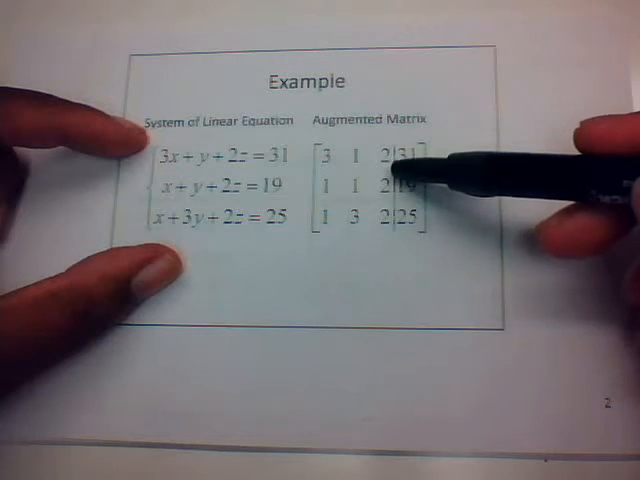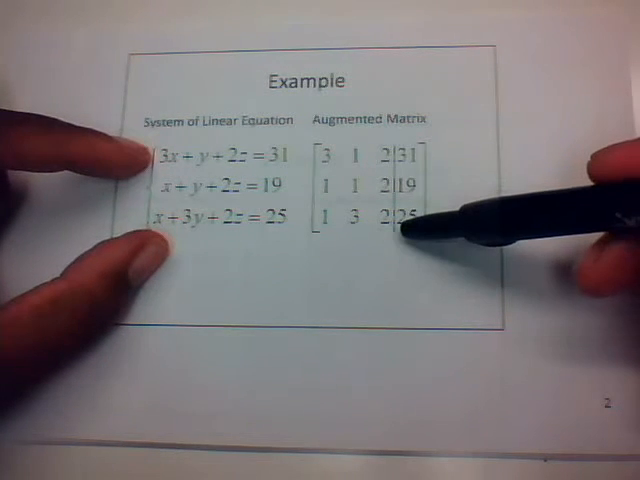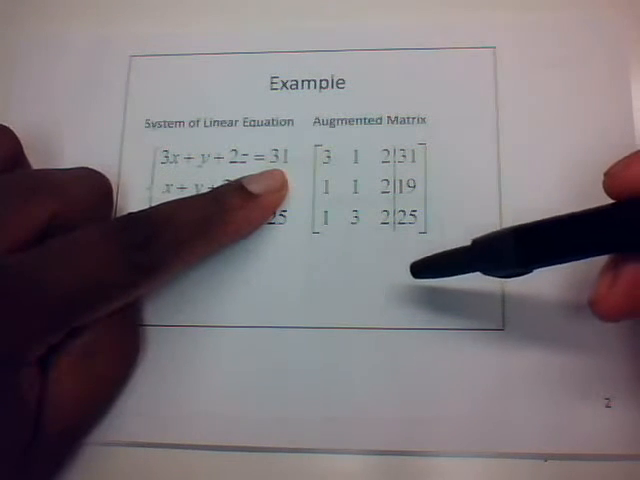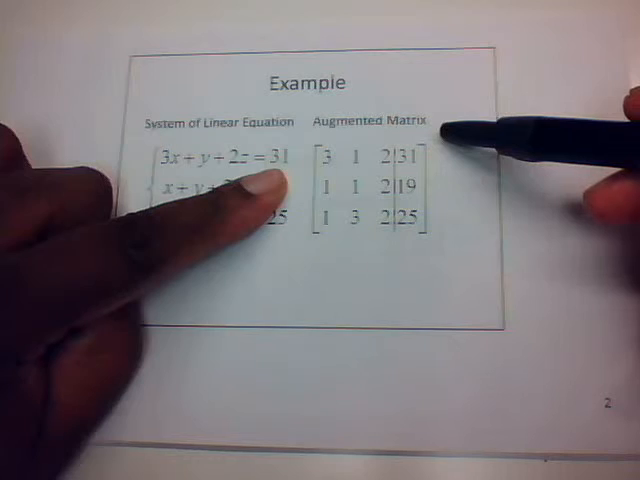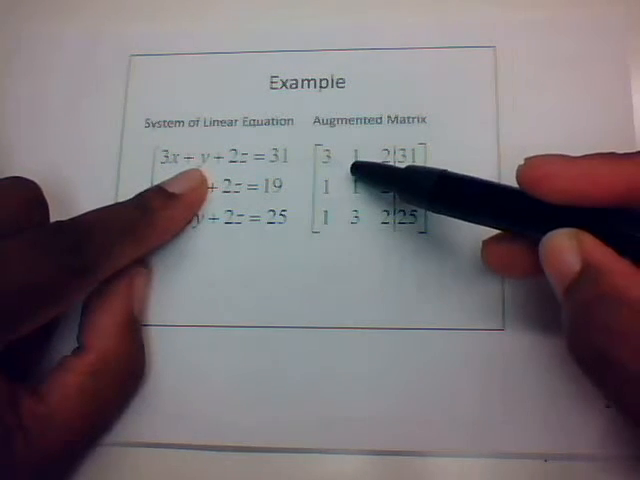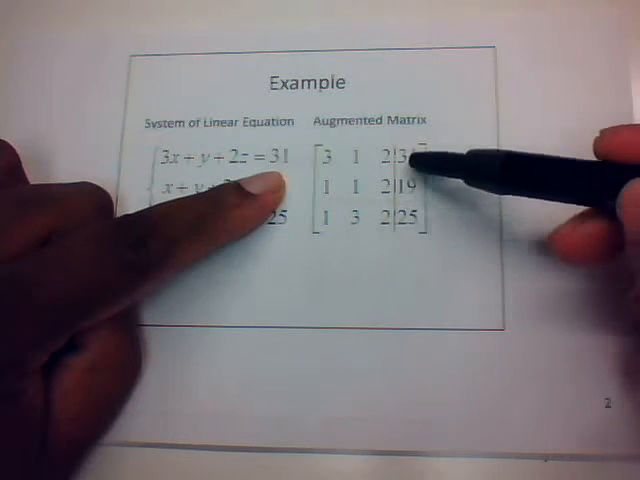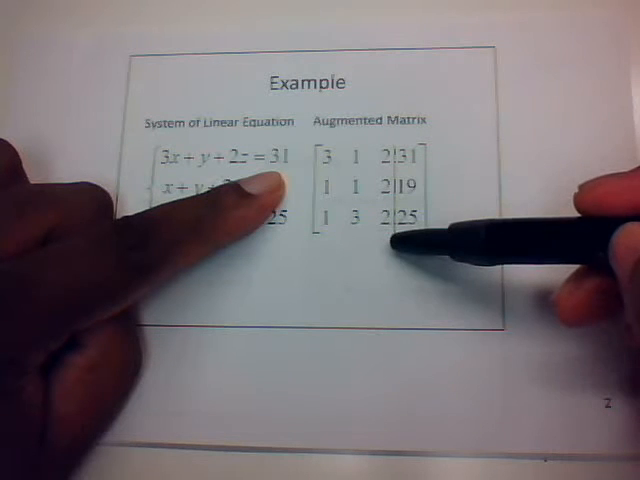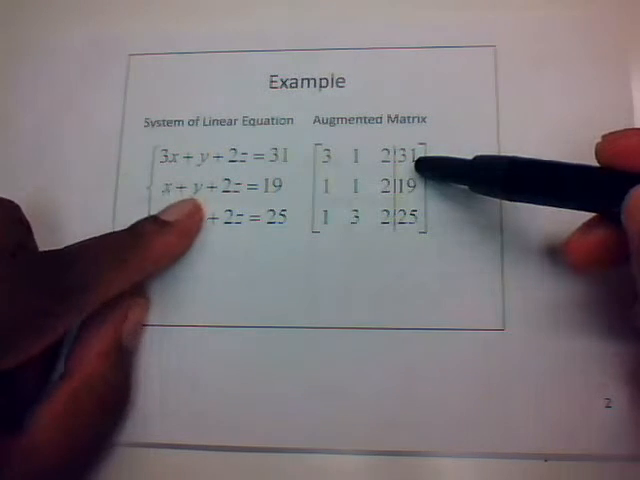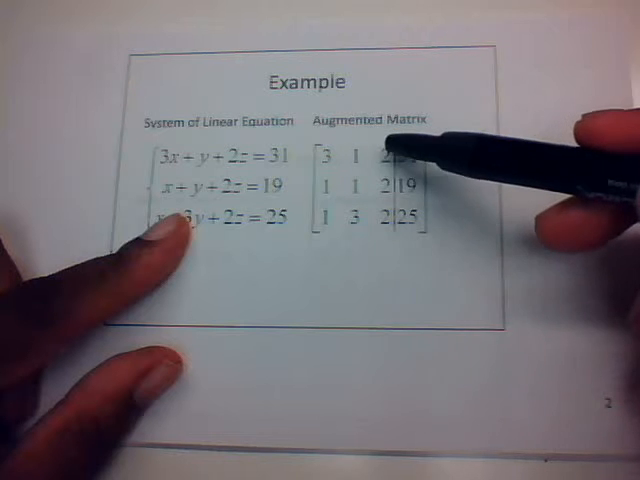Here we've got the vertical bar that separates the coefficients of x, y, and z from our constants. So for 3x plus y plus 2z is equal to 31, written in augmented matrix form, it would be just the coefficients. The coefficient of x is 3, the coefficient of y is 1, the coefficient of z is 2. And our constant is behind this vertical bar, which represents the equal sign, by the way. In this case, 31 will be on the right-hand side. So in an augmented matrix, the first column is your x, the second column is the y, the third column is the z.